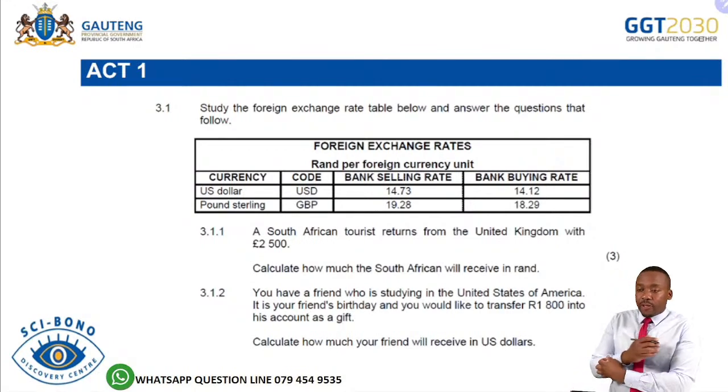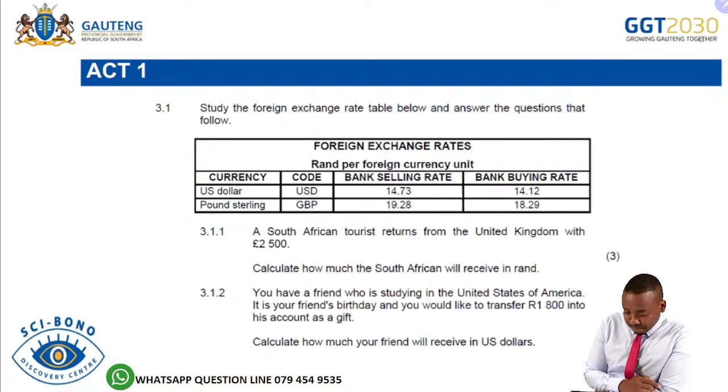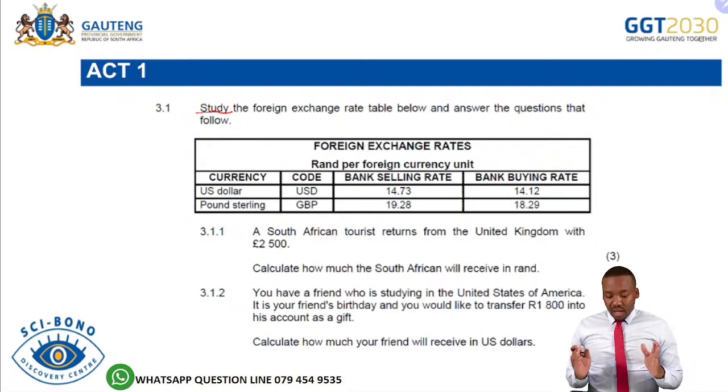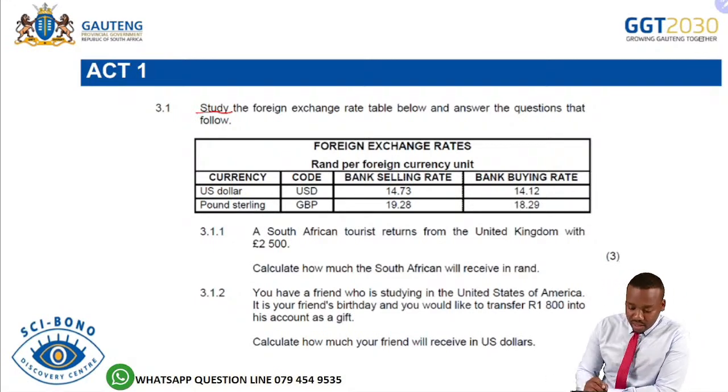Let's check the first activity. Again, there's that verb. Remember I said tip number 1, analyze or check the examiner's instruction. It is: study the foreign exchange rate table below and answer the questions that follow. There's our table. Let's analyze it. Foreign exchange rate. Remember I said what is foreign exchange? When you convert one currency to another. Then I said what is rates? It is what? The amount.